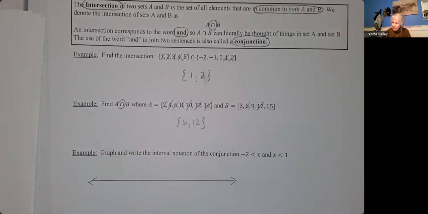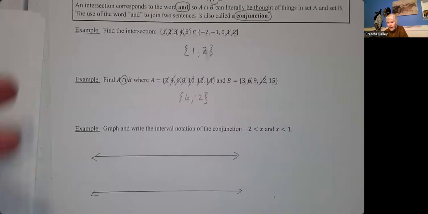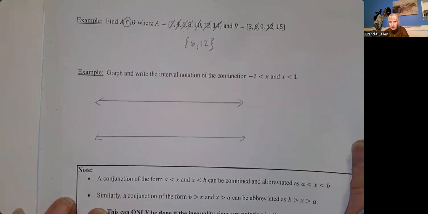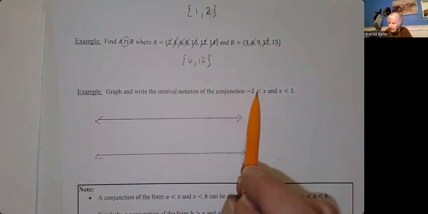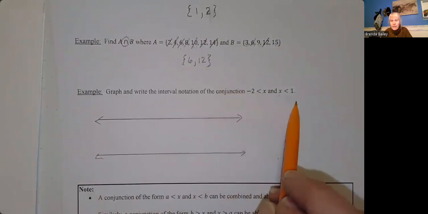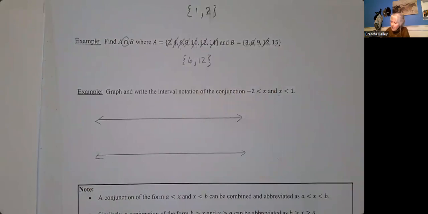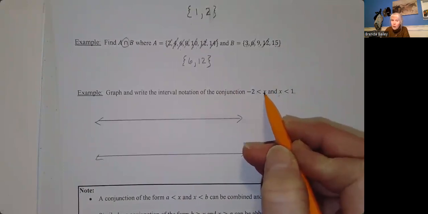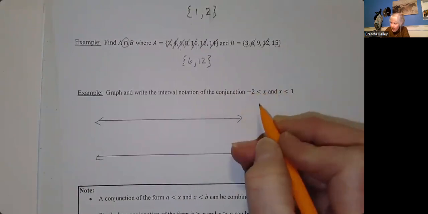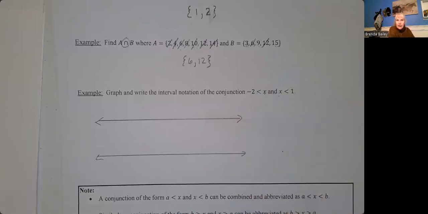All righty. Let's look at graphing. If we have a graph, sorry, get that straightened out here. So we want to graph and write the interval notation of the conjunction intersection of -2 is less than x and x is less than 1. Now this first inequality has x behind over here. We're going to switch it and it just makes it so much easier to graph.